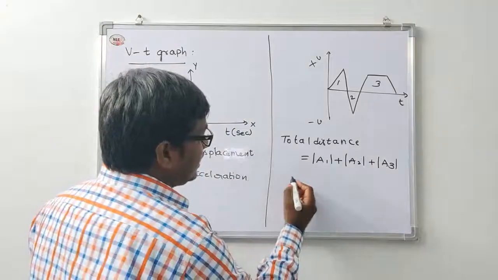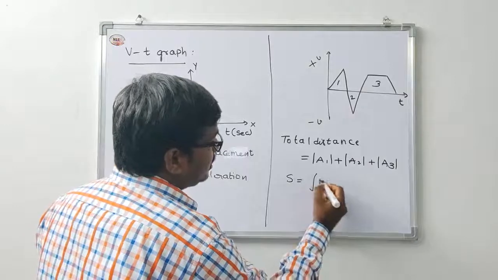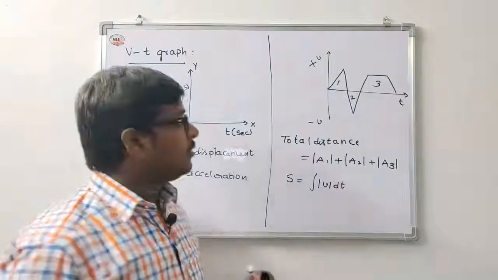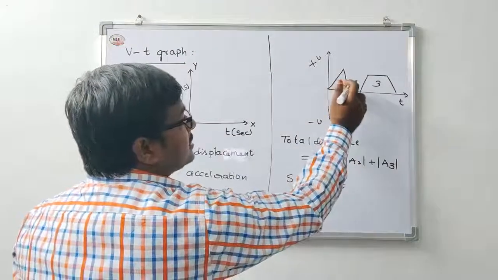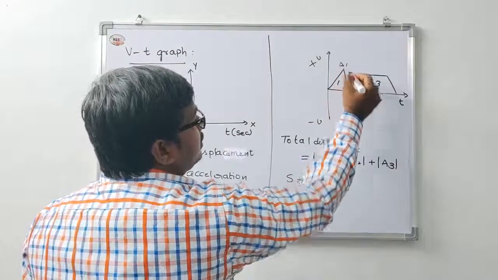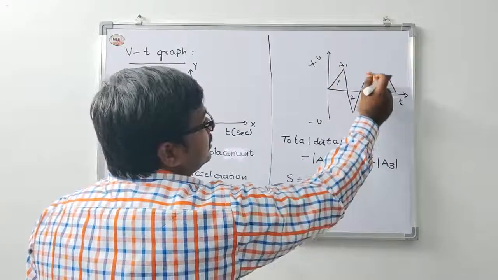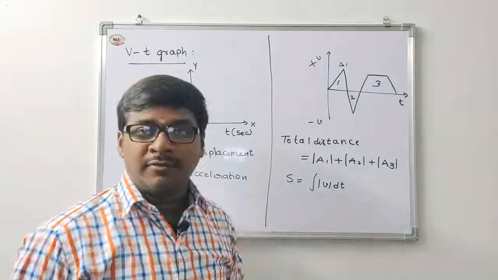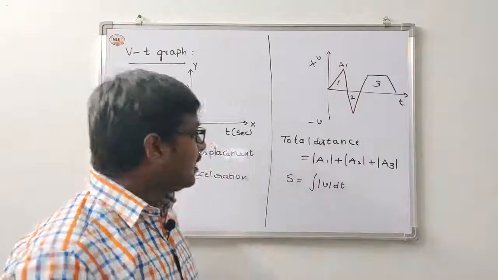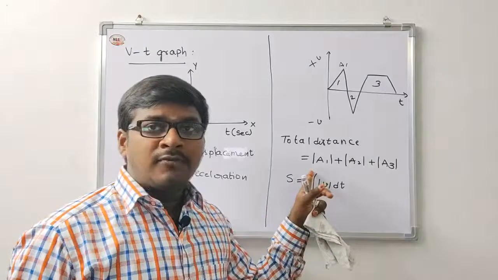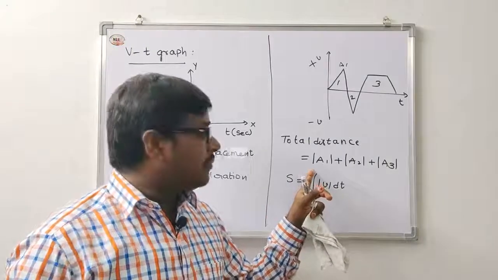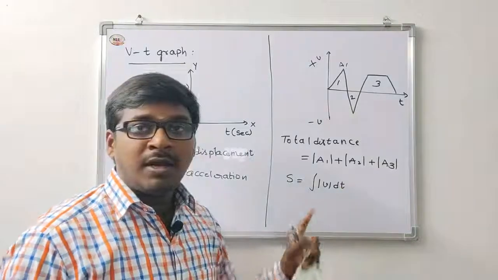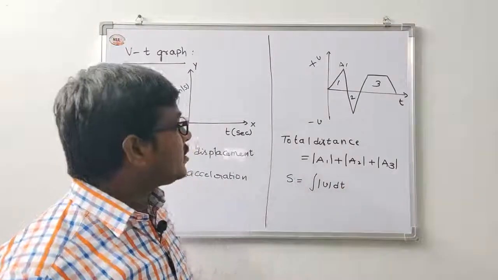That means it is written as S is equal to the integration of mod of V dt. Because this is a triangle, this is the first area A1, this is the second area A2, and this is the trapezium area A3. The total distance is equal to mod of A1 plus mod of A2 plus mod of A3, the addition of the modulus of the different areas. That means S is equal to the integration of mod of V dt. This is the total distance.